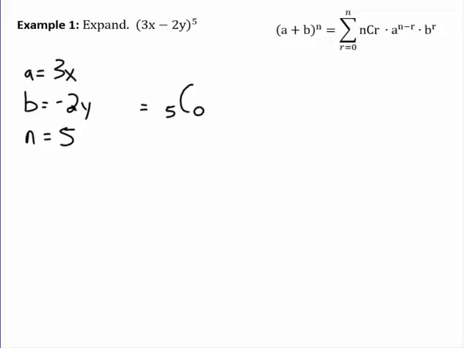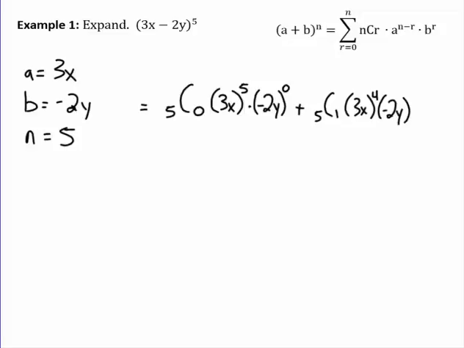The a value in this case, and I'm going to use brackets so it's clear, is 3x to the exponent 5 times, and I'm going to put this in again so we're clear, 2y to the 0. And we just follow that pattern by changing the r value each time and then adding them. The next one will be 5c1. The 3x will now be to the 4, and the negative 2y will now be to the 1.